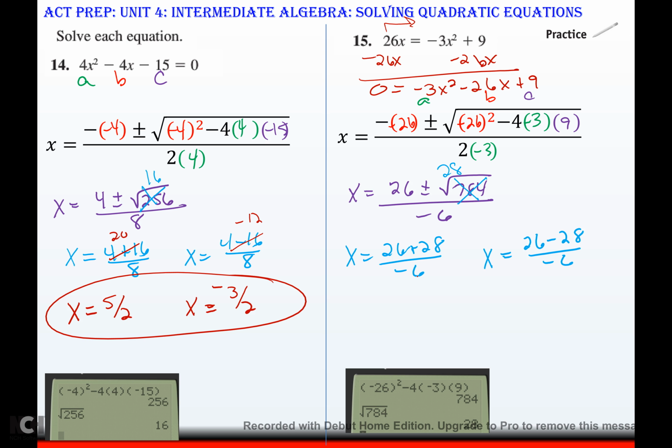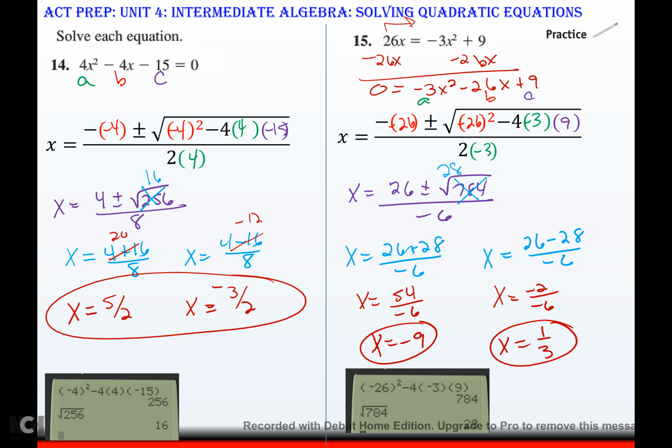Okay, this would be x equals 54 divided by negative 6, which would give me negative 9. And this would give me x equals negative 2 over negative 6, which would give me positive 1/3.